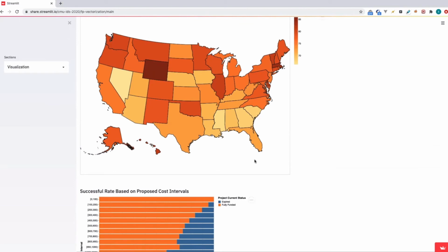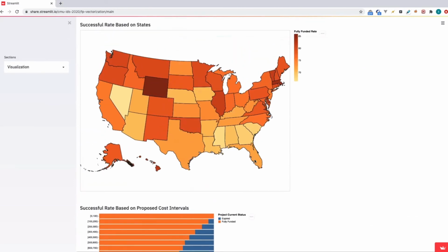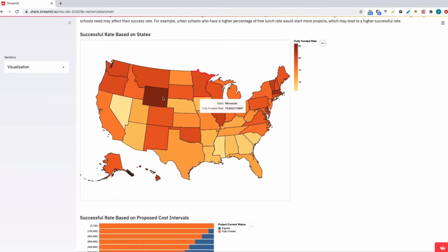And one cool insight here we could see in the state map is that there seem to be some state clustering patterns. The southern part of the US, especially the states in the southeast, have relatively low successful rates in general, and the northern part of the US has relatively high rates.